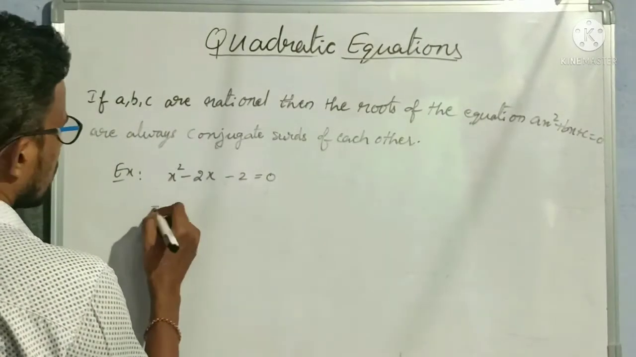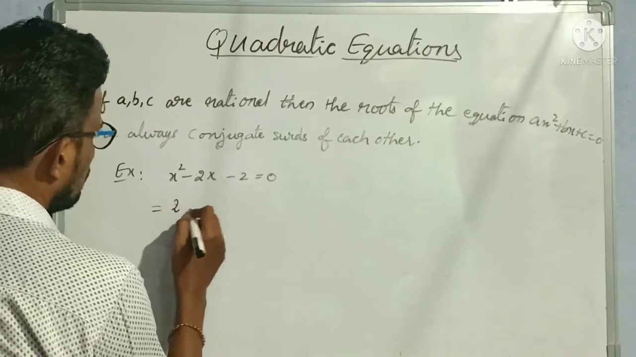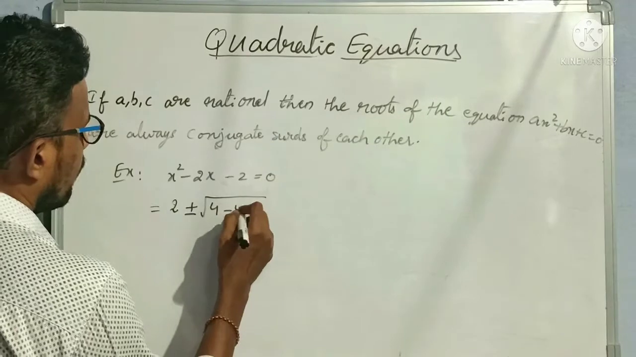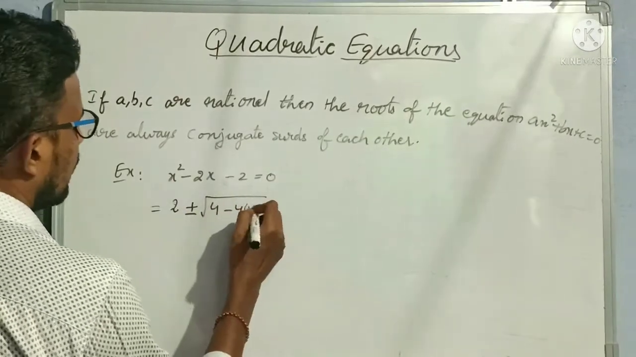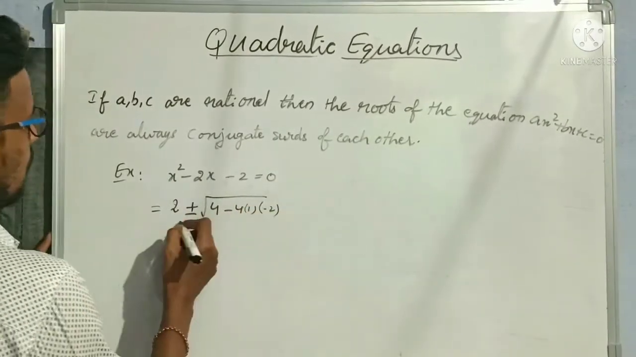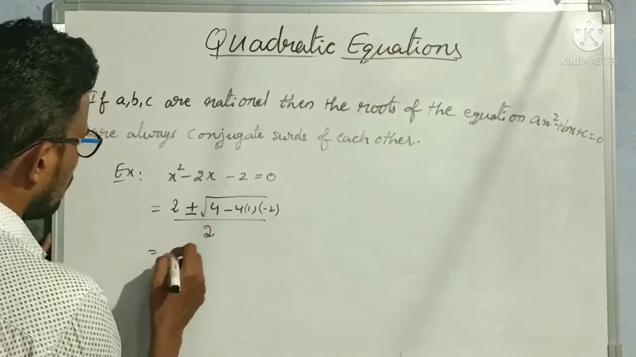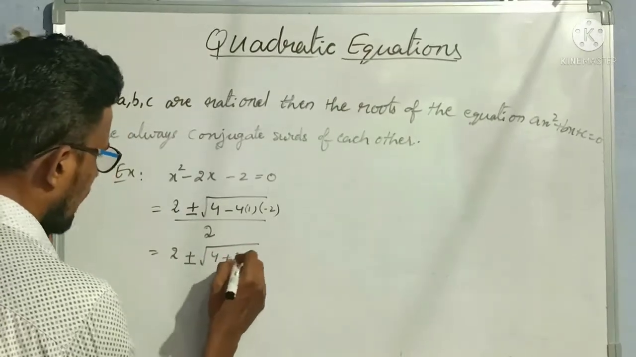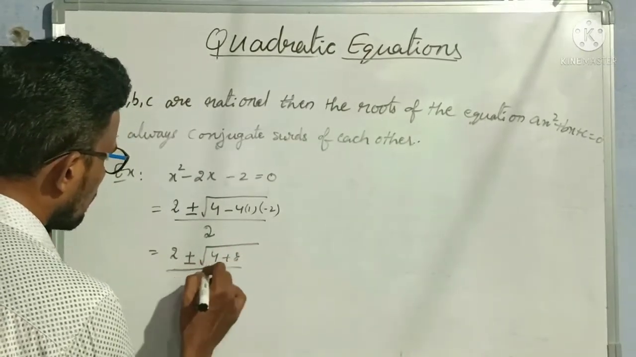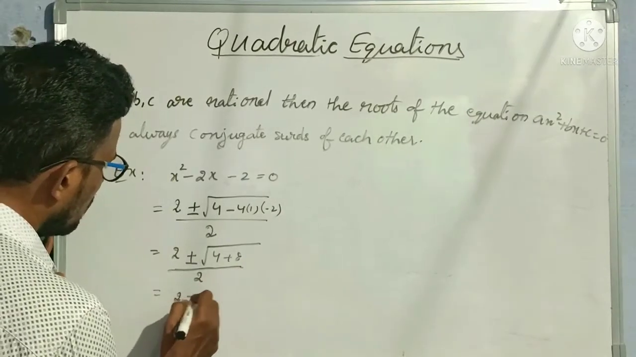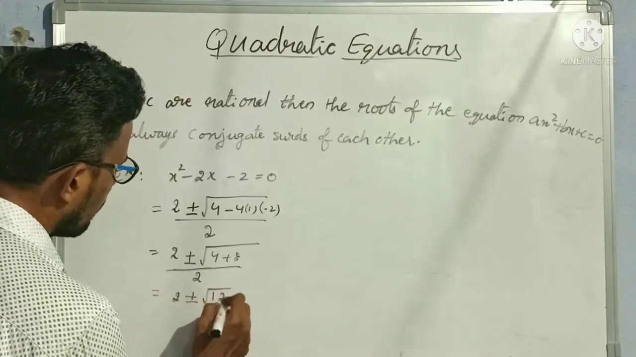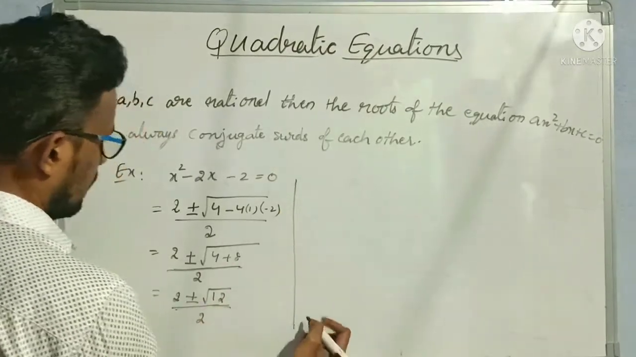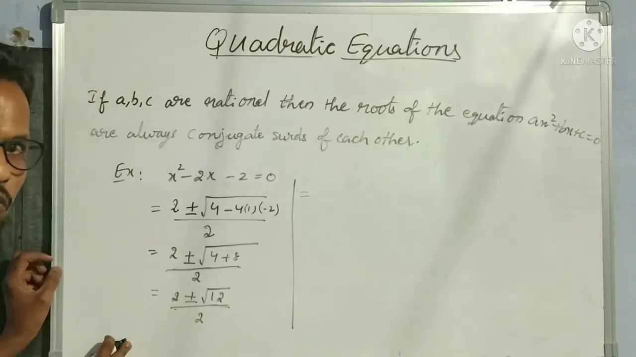So then what are the roots we are getting? Minus b means 2, plus or minus square root of b square, which is 4, minus 4 into a value 1 and c value minus 2, by 2a, which means 2 again. So this is equal to 2 plus or minus root of 4 plus 8 by 2. So this is equal to 2 plus or minus root of 12 by 2. Up to here everybody understood?